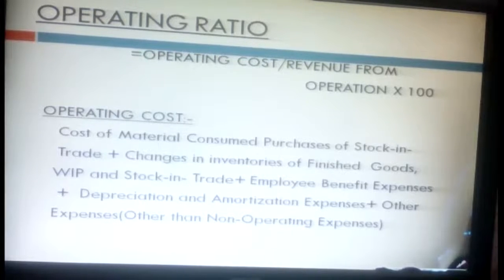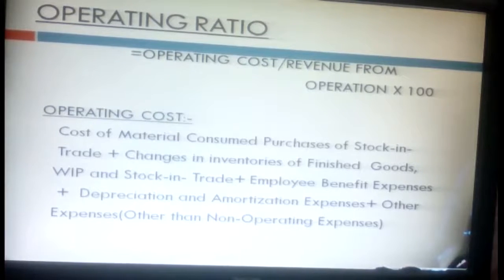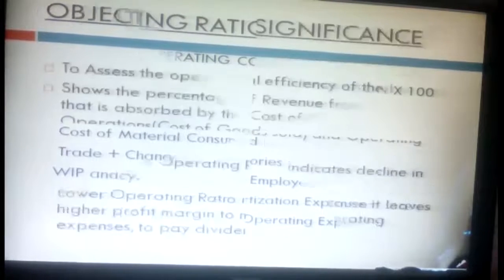Then what is the operating ratio here? Another formula also we can mention here: operating cost divided by revenue from operations into 100. So operating cost is cost of material consumed, purchase of stock in trade, plus changes in inventories of finished goods, work in progress, and stock in trade, employee benefit expenses, then depreciation and amortization expenses, then other expenses, other than non-operating expenses.